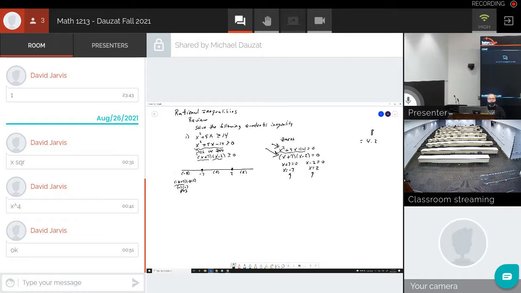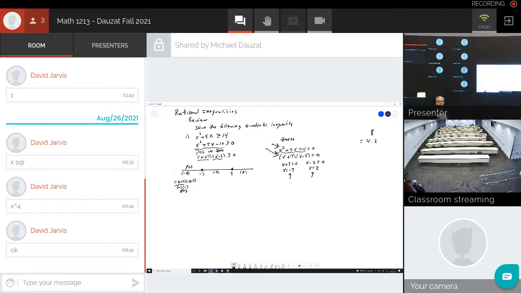expression on the left side a positive number. So is that interval going to be a solution? Yes, because I want it to be positive.